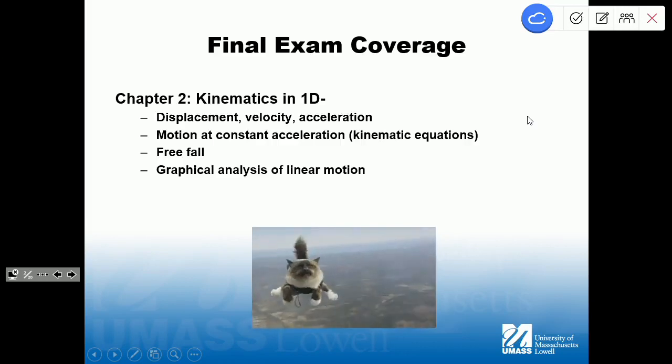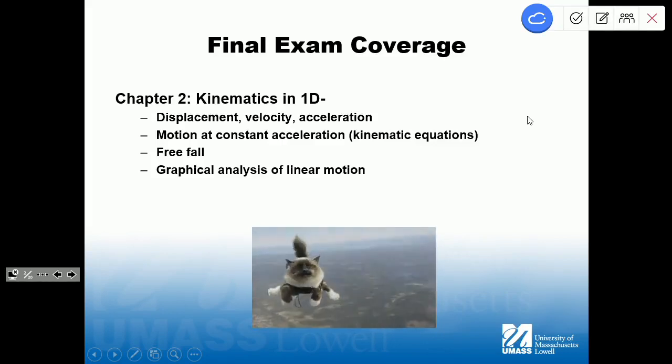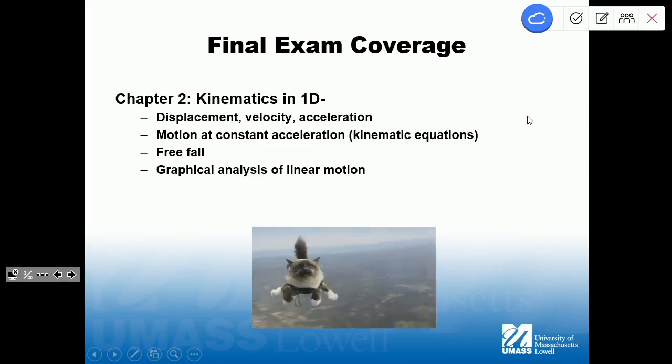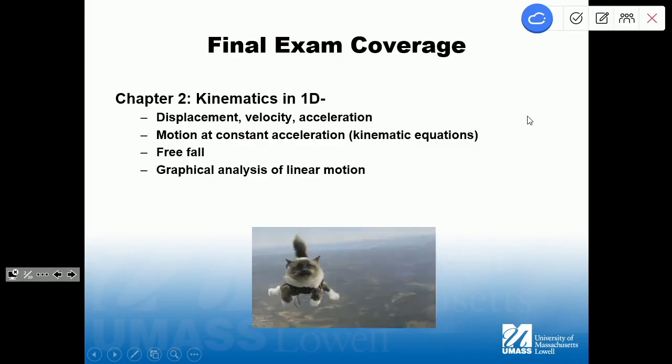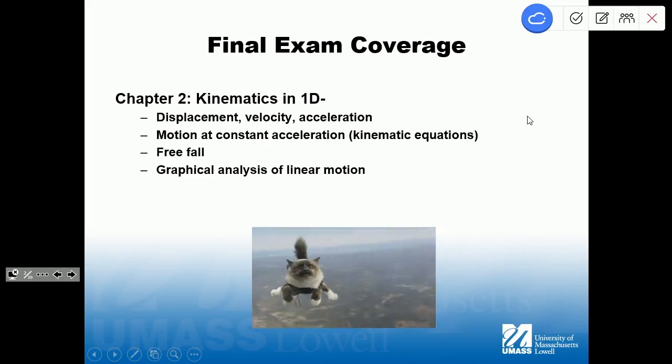And as we moved on, we dealt with vectors in 2 dimensions. But before we got there, a couple of things. Free fall would be motion in the y-axis, the vertical axis. And in the vertical axis, at least near the surface of the Earth, everything falls with the same acceleration due to gravity. And graphical analysis of linear motion, big words describing just putting stuff on a graph. The slope of a position versus time graph is the velocity. The slope of a velocity versus time graph is the acceleration.